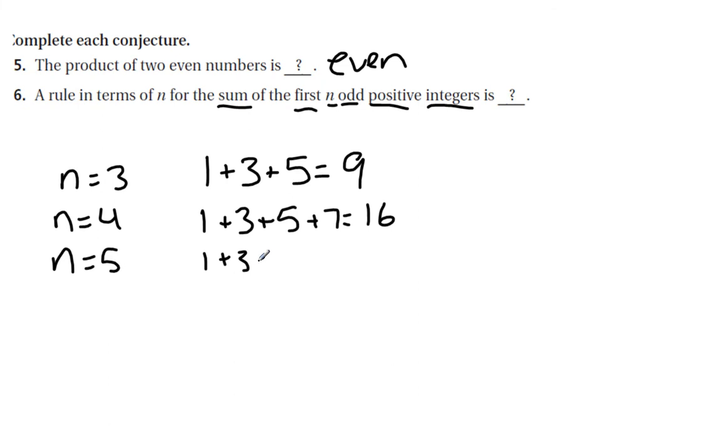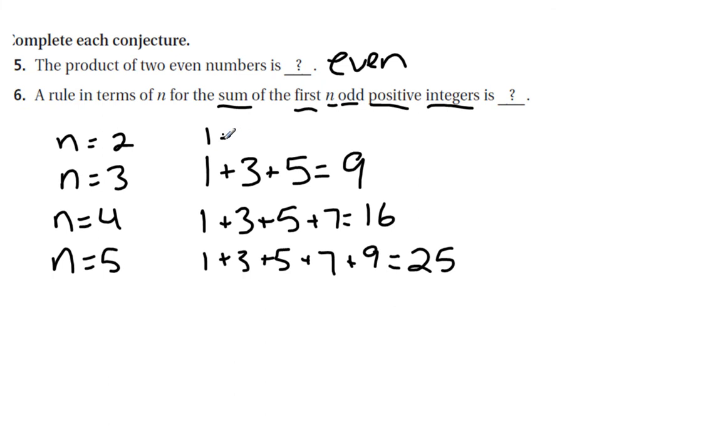and same thing, 1 plus 3 plus 5 plus 7. Our next odd number is going to be 9. So this gives us 16 plus 9, which is 25. Now hopefully you see this 9, 16, 25, and hopefully these numbers look like something. If not, we go backwards here.